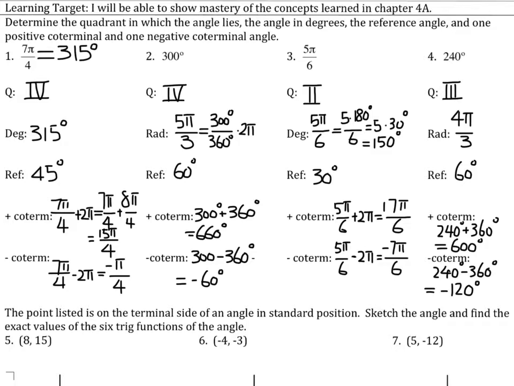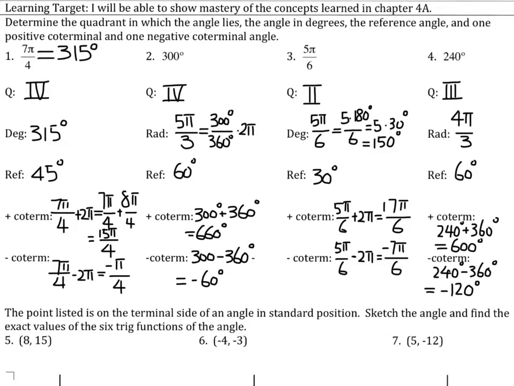Example number 2, 300 degrees. Where will you find the 300 degree angle? 300 degrees is greater than 270 and less than 360, so again it's going to lie in the 4th quadrant. For the radians, if you forget how to convert from degrees to radians, make sure you practice this. Take the given angle, 300 degrees, divide by 360, multiply by 2 pi, and reduce and simplify as you can. We can reduce the whole thing down to 5 pi over 3.